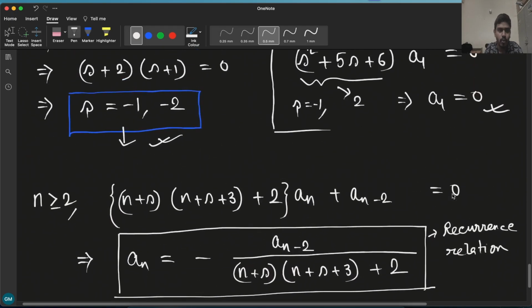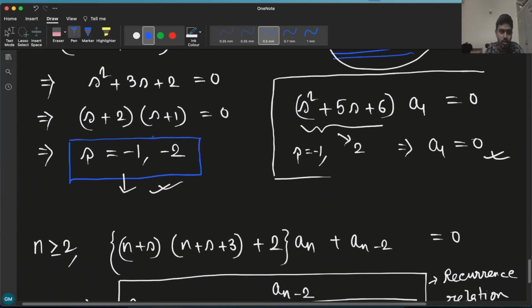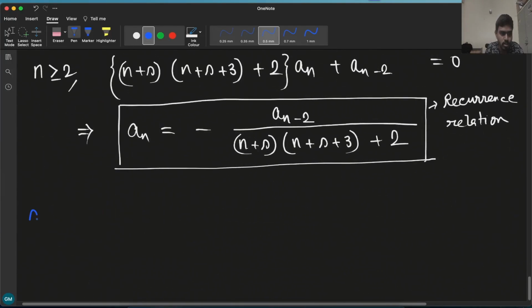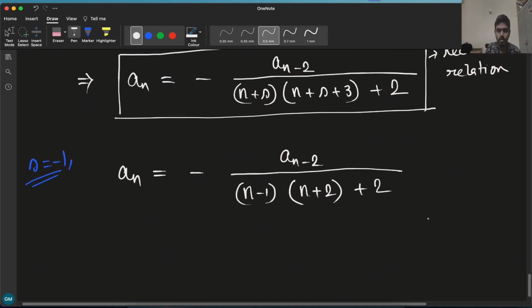And let's put s equals minus 1 here, because first we will investigate s equals minus 1. So if I put s equals minus 1, this recurrence relation says a n equals minus a n minus 2 divided by (n minus 1) times (n plus 2), right?